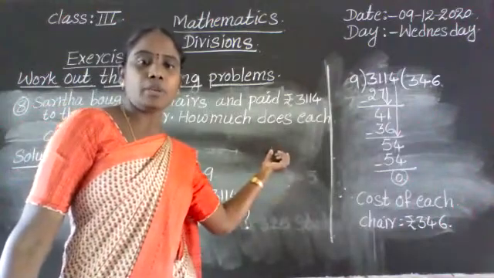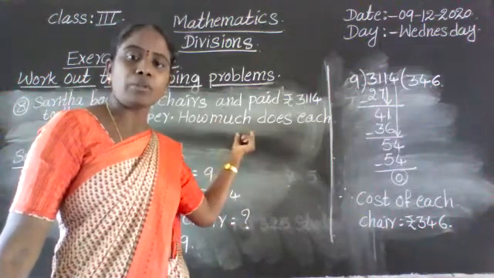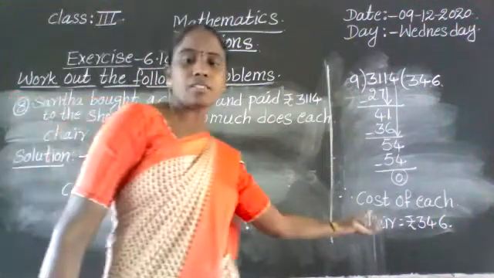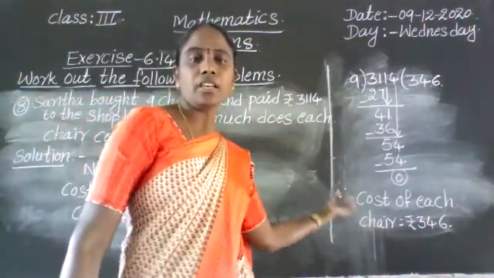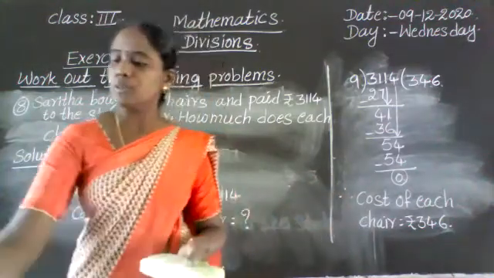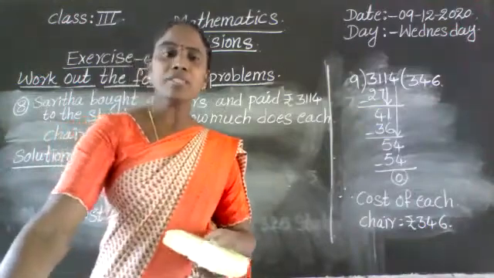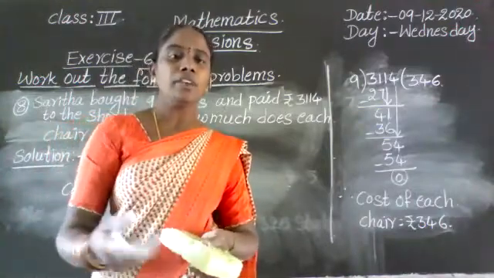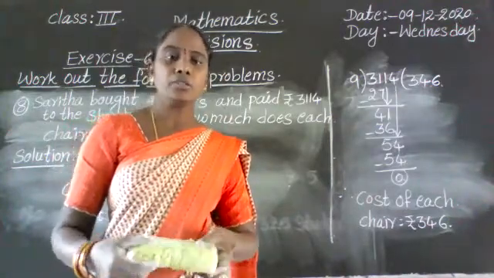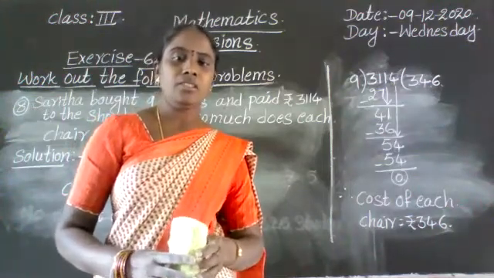How to do division word problems? First, you read the question and understand the problem, and afterwards you write steps and do the division. Last, we have to write the answer. Okay? I hope you understand these division word problems. In your textbook, page number 60, exercise 6.14, try the remaining problems on your own, children. If you have any doubt, you ask me, you call me. In the next class also, I will explain those problems. Okay, thank you, children.